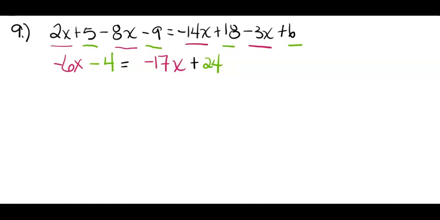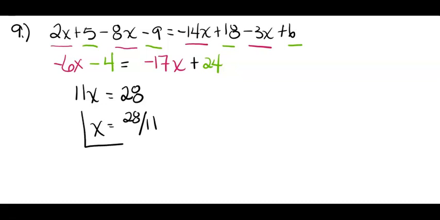So what I'm going to do is I'm just going to add 17x to both sides, and when I add positive 17x to negative 6x, I'm going to end up getting an 11x, and then I'm going to add 4 to both sides. Plus 4, 24 is 28. Now I'm going to divide both sides by 11, and I get x equals 28 over 11. That is not reducible. You can leave it as an improper fraction unless you're told otherwise.